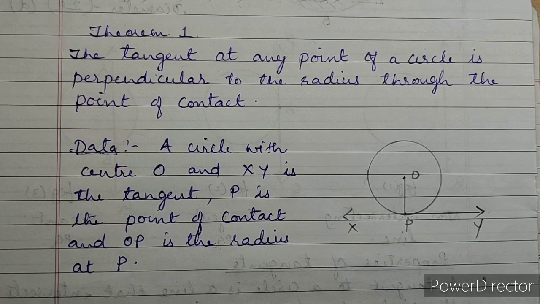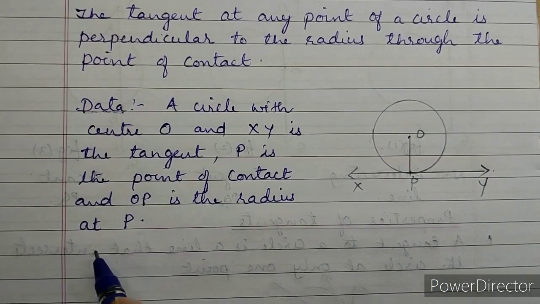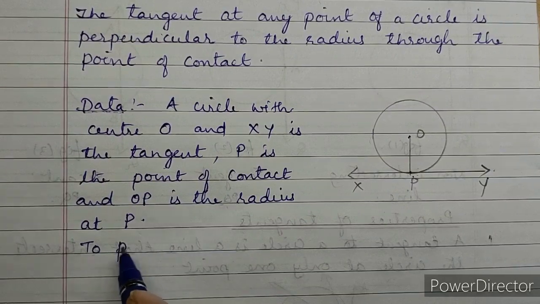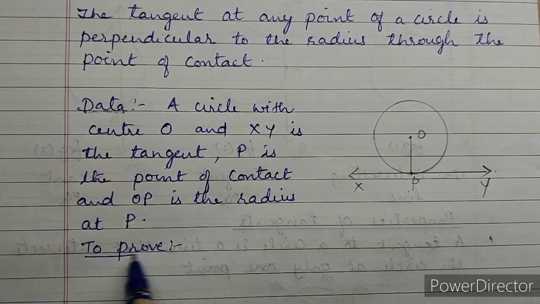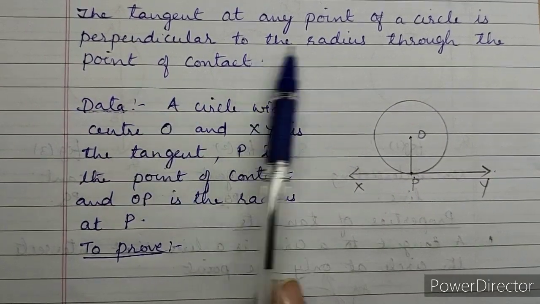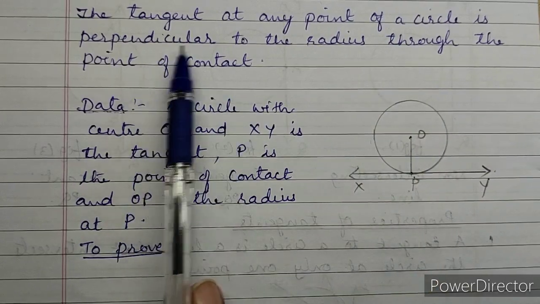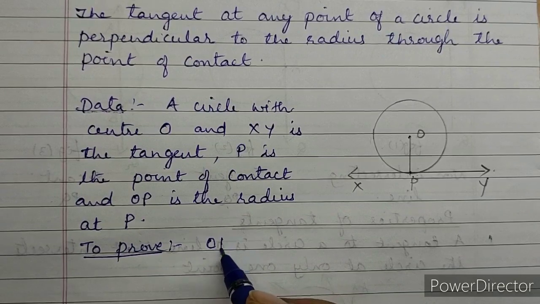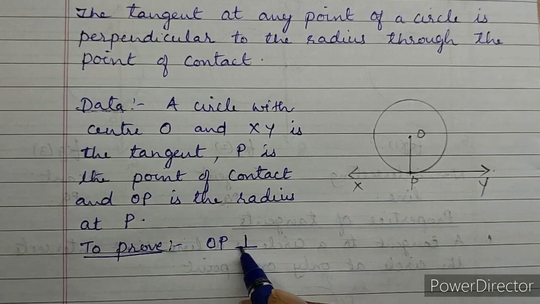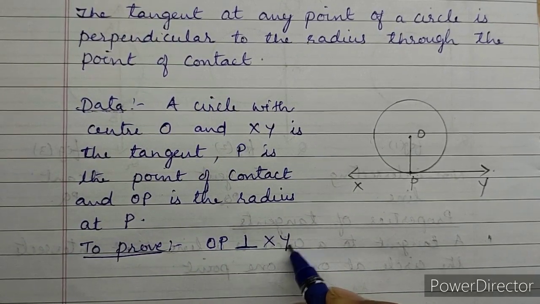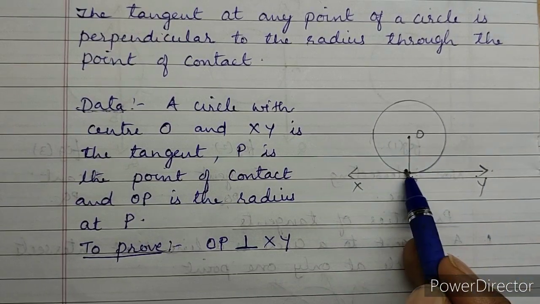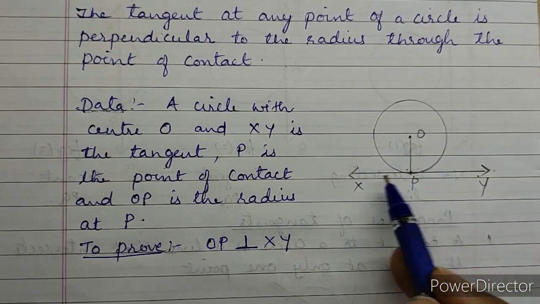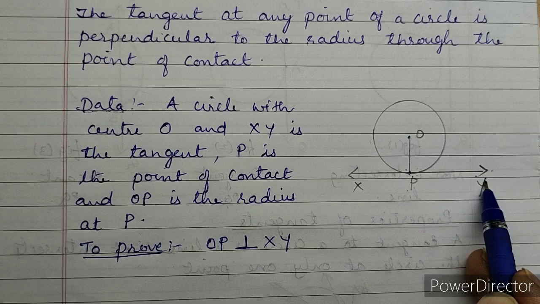So this is data. Now what you have to prove? You have to prove that the radius through the point of contact is perpendicular to the tangent. That means OP is perpendicular to XY. XY is the tangent, OP is the radius at P. So OP is perpendicular to XY only, you have to prove.